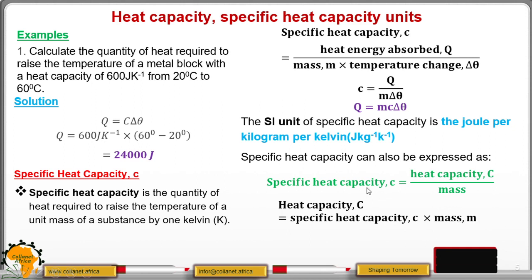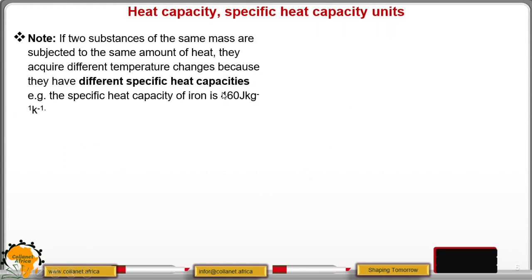So that way, it implies that given specific heat capacity and mass, you can be able to get the heat capacity of a body. From there, note the following. If two substances of the same mass are subjected to the same amount of heat, they will acquire different temperature changes because they have what we call different specific heat capacities.